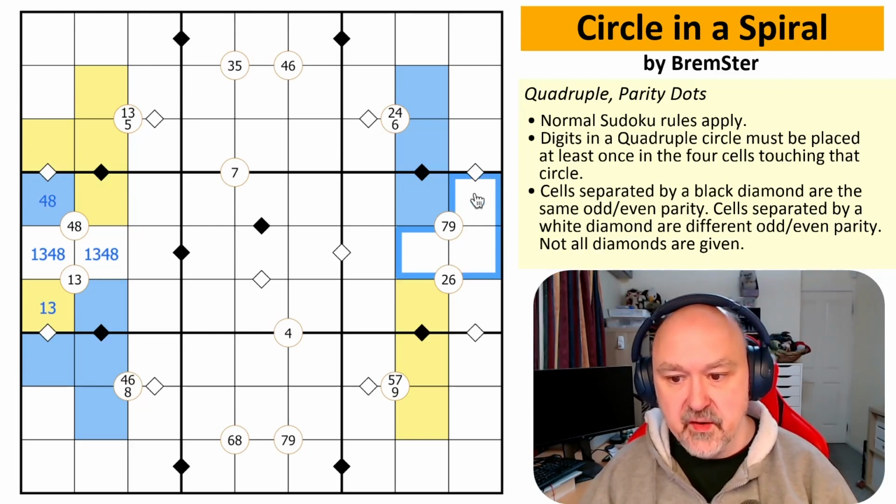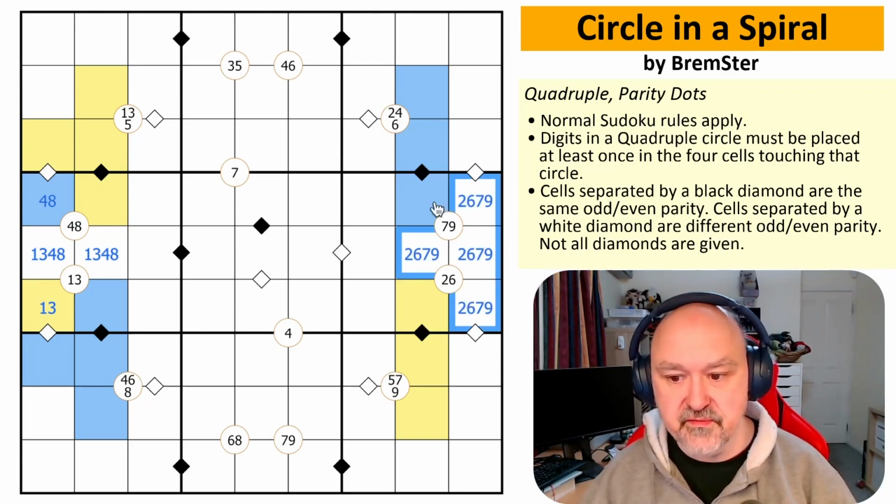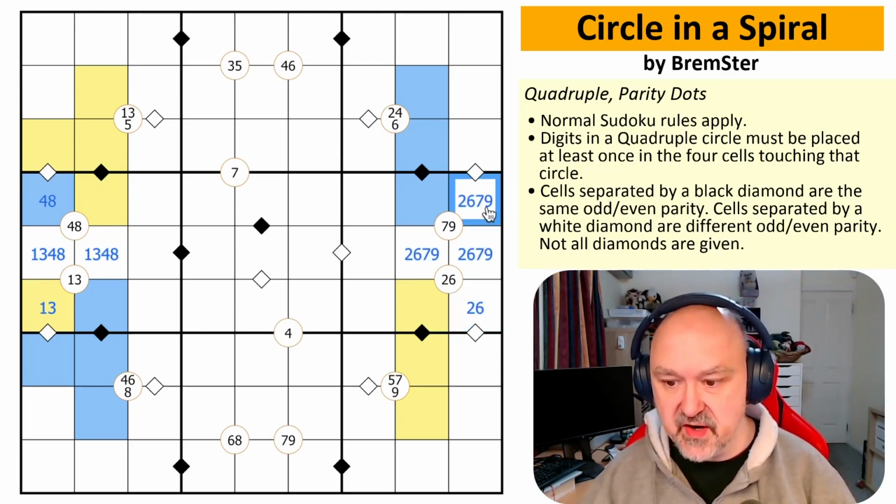Now, over here, we can do the same thing. 7 and 9 must go in here. 2 and 6 must go in here. We've got 4 digits to go into 4 cells. This can't be the 7, 9. This can't be the 2, 6. So that becomes odd. This becomes even. This becomes odd. This becomes even.